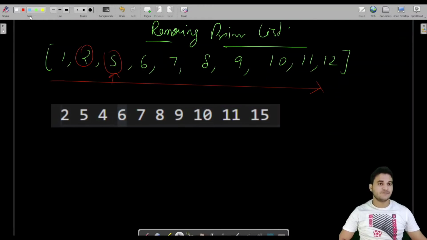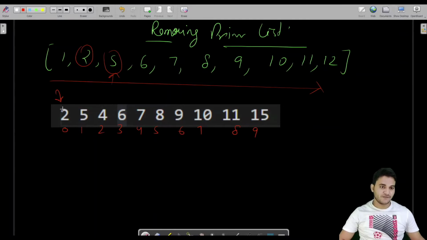Let us analyze this. Fine, let us write down the indexes for this: 0, 1, 2, 3, 4, 5, 6, 7, 8, 9. These are the indexes. Let us say we have started from here. We have checked if this is prime. Yes, it is prime. If it is prime, then what we are doing? We are removing this 2. We have removed this 2. This is not prime, of course we have to remove it. So we have removed this.